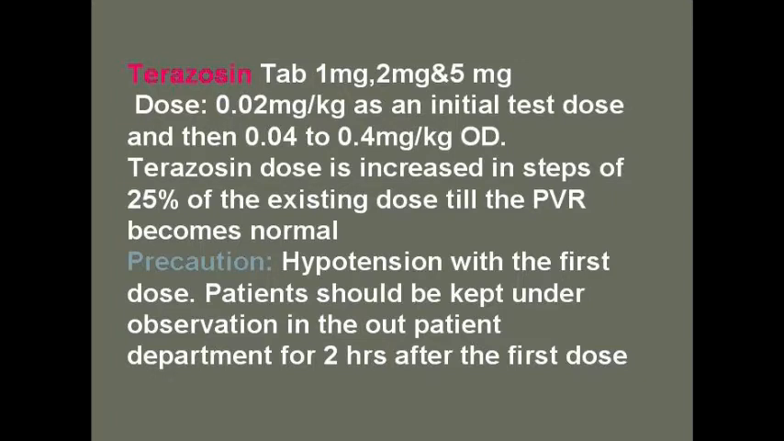So the child is kept in the OPD for about 2 to 3 hours after medication, under observation. And if hypotension occurs, you may have to give IV fluids. Apart from that, there's nothing else that happens. And once the first dose is given and tolerated well, then from the next night onwards, we can adjust the dose anywhere from 0.04 to 0.4 milligram per kg OD.